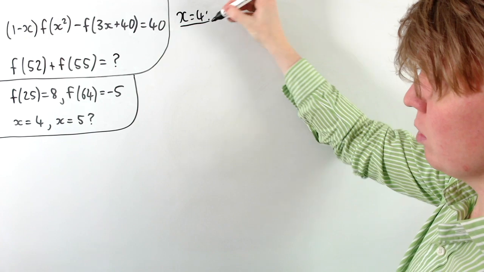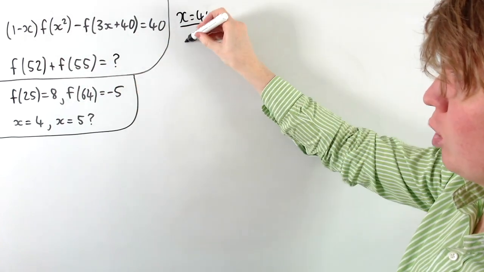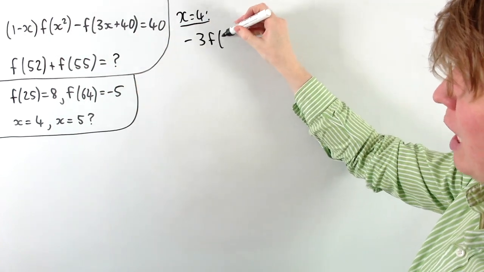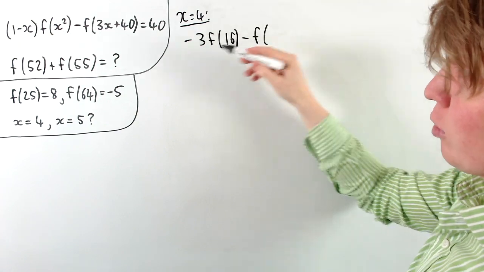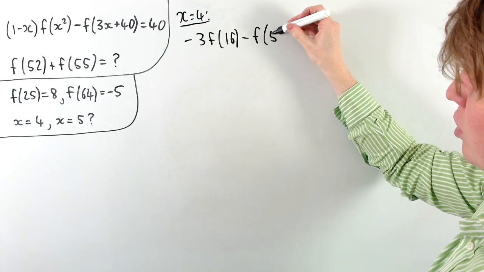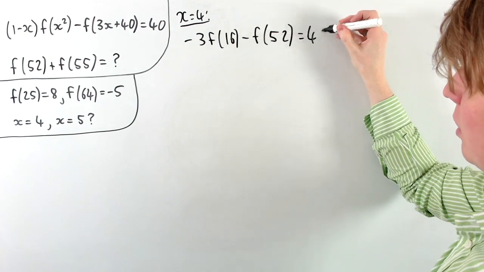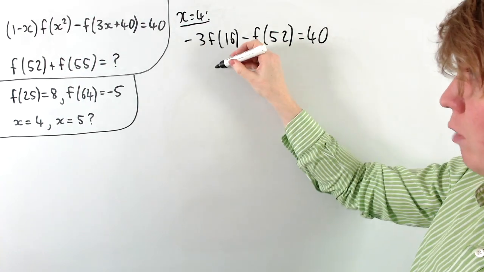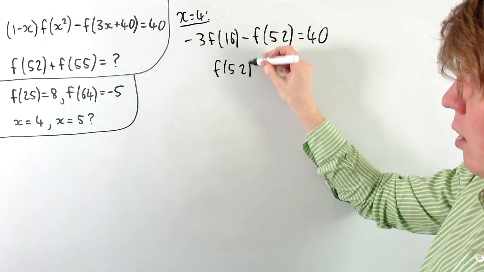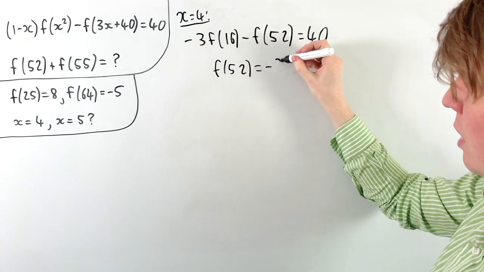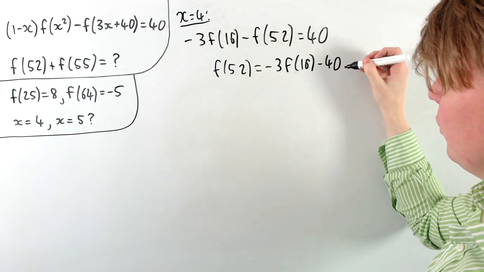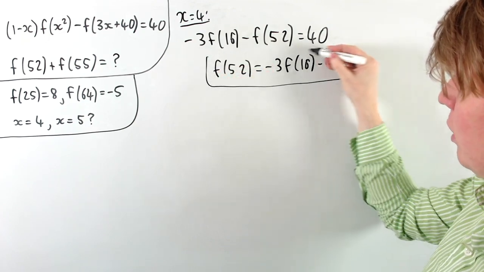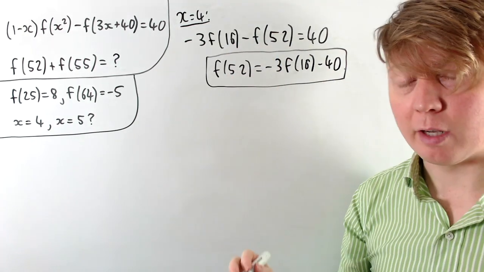So with x equals 4 we have 1 minus 4, so negative 3 times f of 4 squared, which is f of 16, take away f of 3 times 4 plus 40, which gives us 52, and this is equal to 40. So we can rearrange here, make f of 52 the subject, and we get f of 52 is negative 3 f of 16 minus 40.